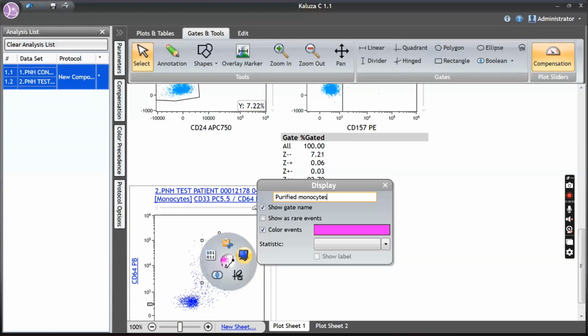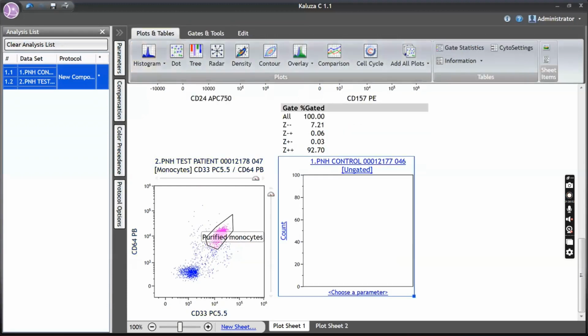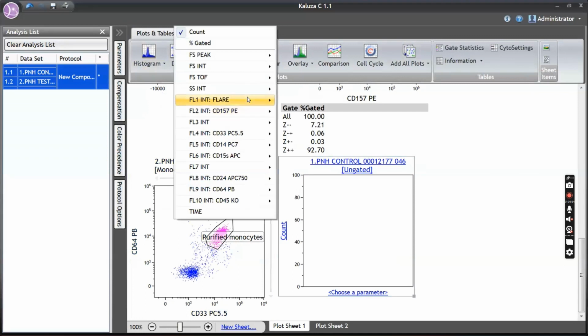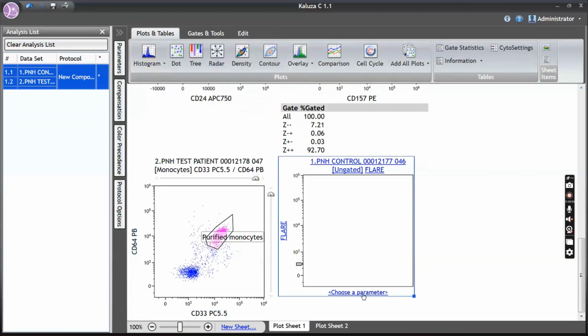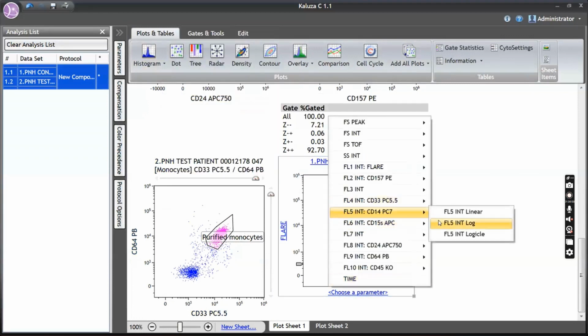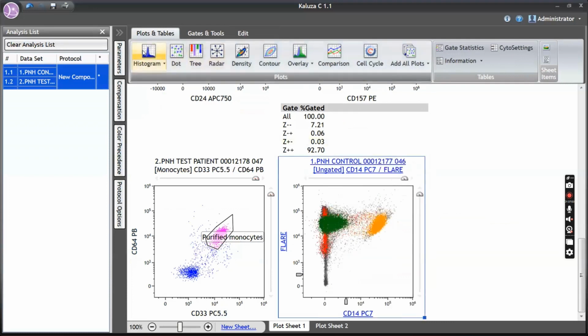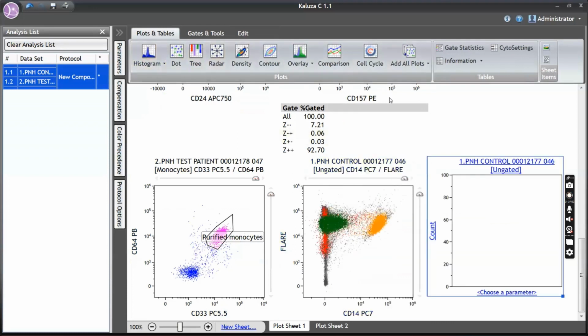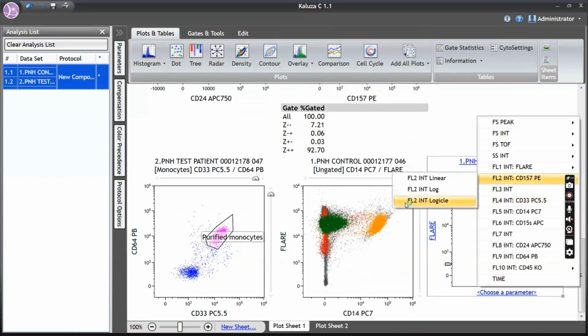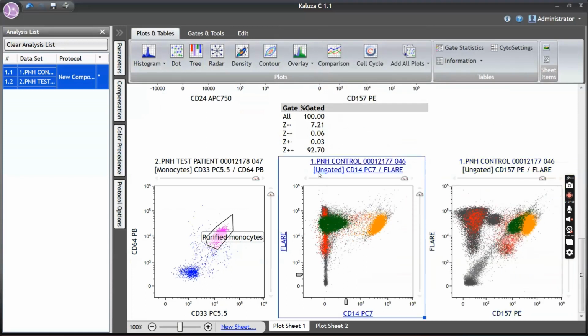Right. Now the next plots for detecting the monocyte: FLAER and CD14. Similarly, you use FLAER with CD157. Now drop the purified monocytes.